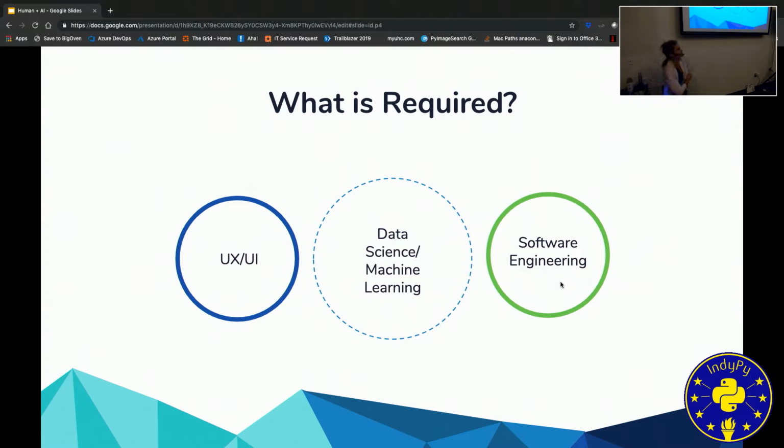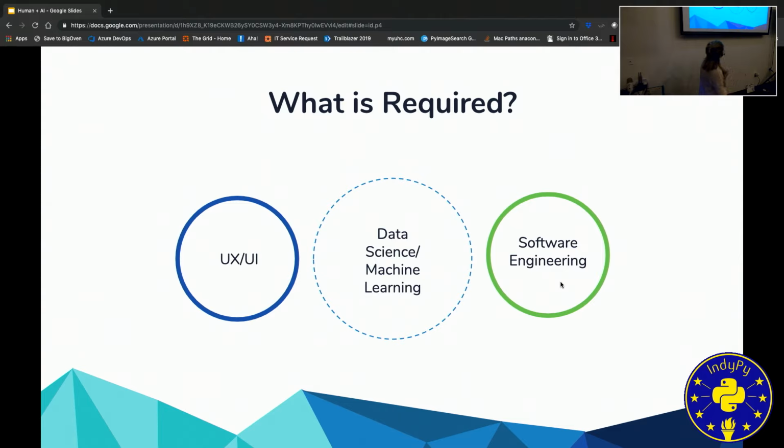Okay, so what is required for these systems? Well, there's a lot that goes into them. Because you're designing a system for a human to use, you have to have UX and UI support. Because if it's too hard for a human to use, they're not going to use it, or they're going to find a way around it, or they're going to shy away from it in some way. So you have to have UI, UX, a little bit of user research in a lot of these systems to make sure that they're easy for people to use.